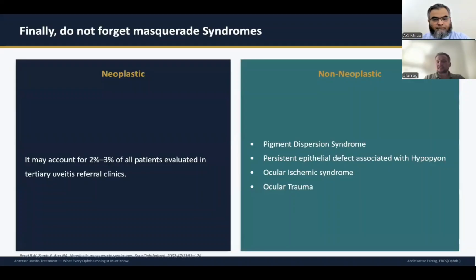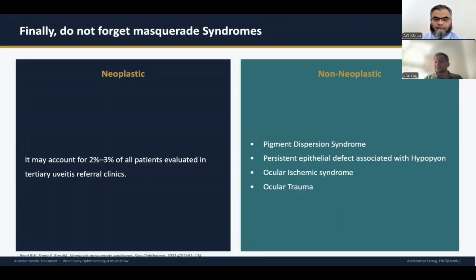And the last thing in anterior uveitis, don't forget masquerade. It can be neoplastic or non-neoplastic. It may account for 2% to 3% of all patients evaluated at a tertiary uveitis clinic. Pigment dispersion syndrome, a non-neoplastic one, is very commonly misdiagnosed as anterior uveitis. This is why you need to use transillumination of the iris to detect any abnormalities.